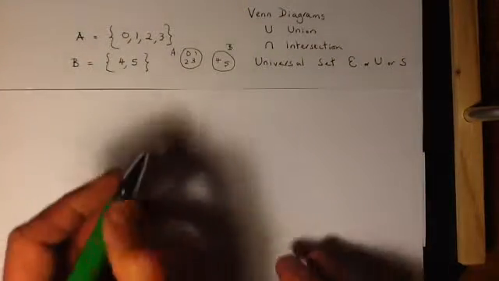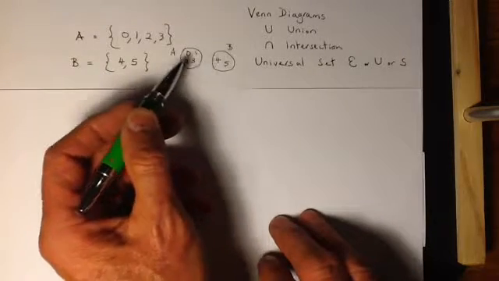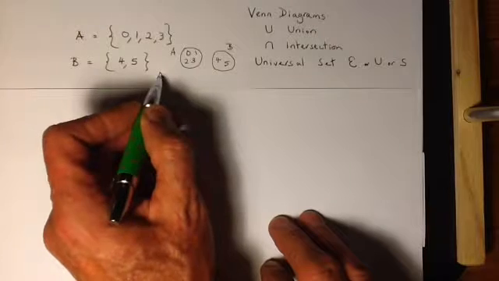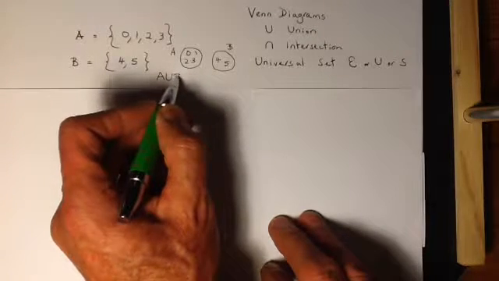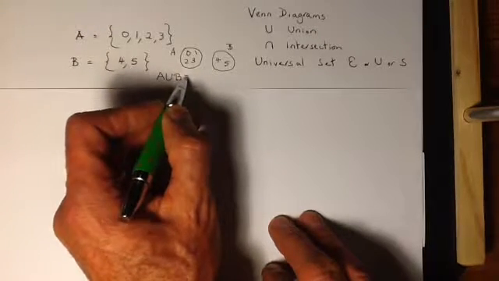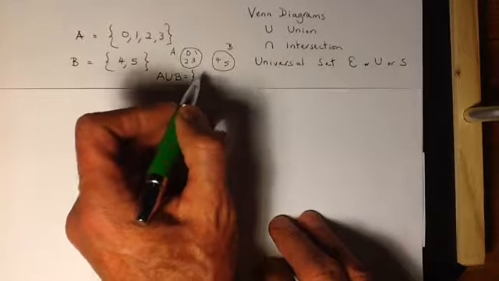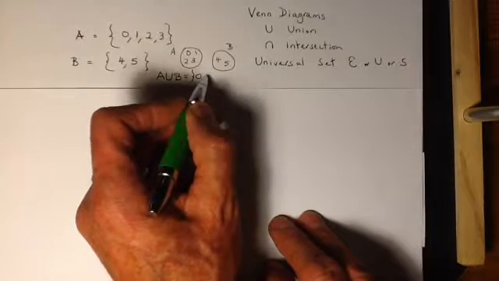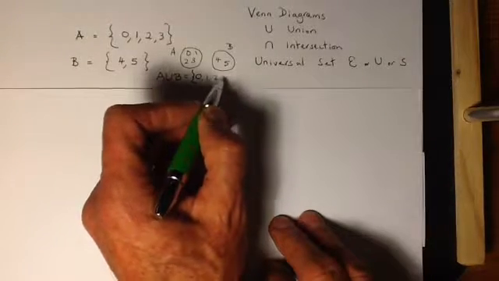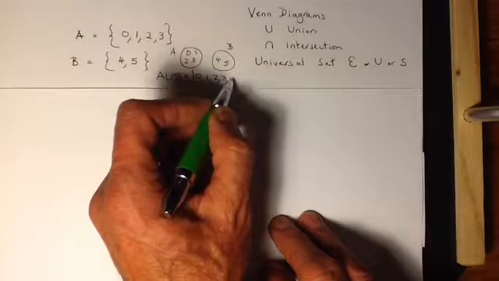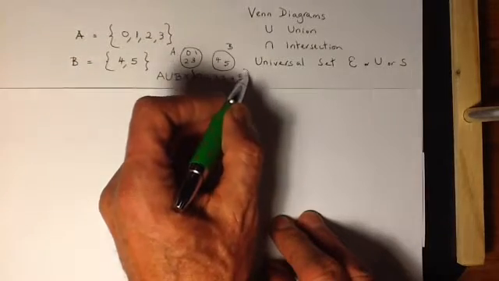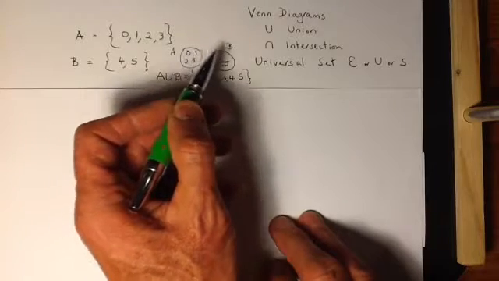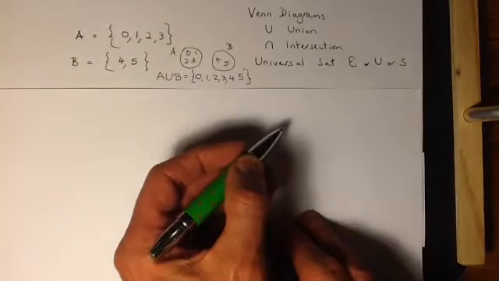Now, if we want the union of these two sets, which is written like this, U for union, then the union of these two sets, union everything together, so it's 0, 1, 2, 3, 4, 5. So it's everything that's in A together with everything that's in B.